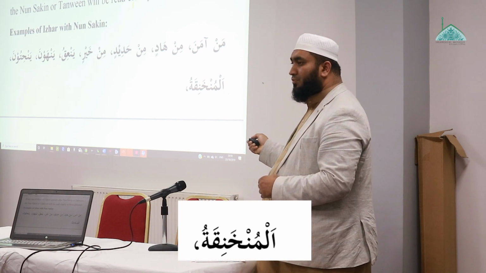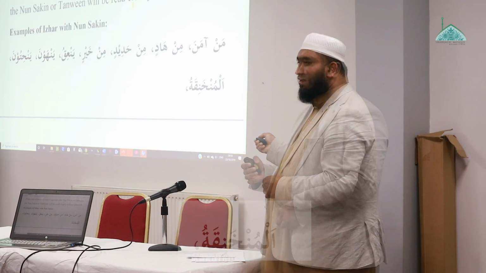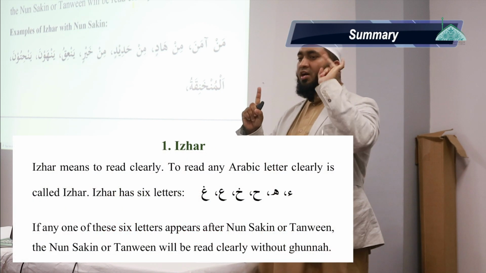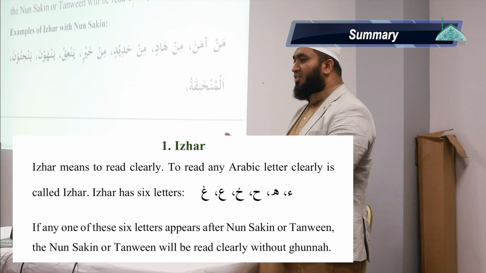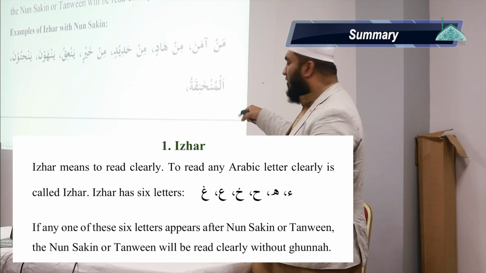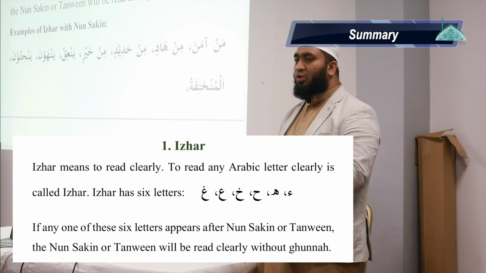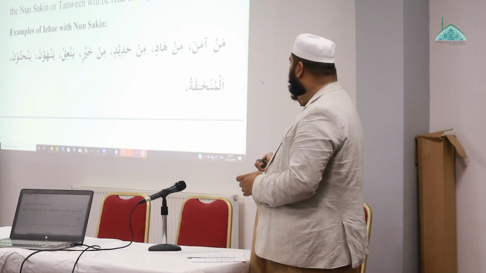Al-munkhaniqatu. So we've got kha here after nun sakin. So we found out izhar has 6 letters: hamza, ha, kha, ayn, ghain. If any of these letters appears after a nun sakin or tanween, this nun sakin or tanween will be read clearly without any ghunnah.